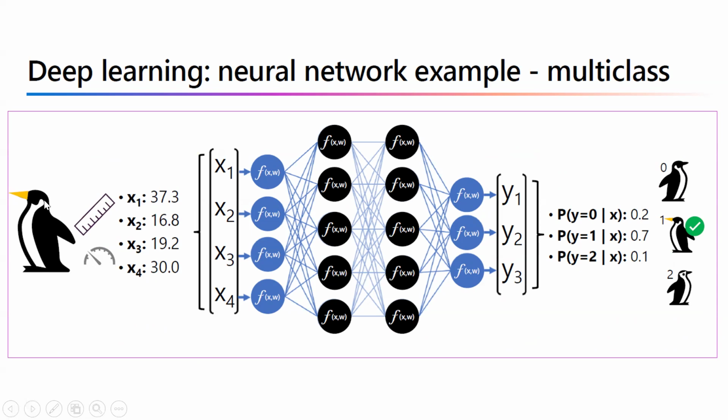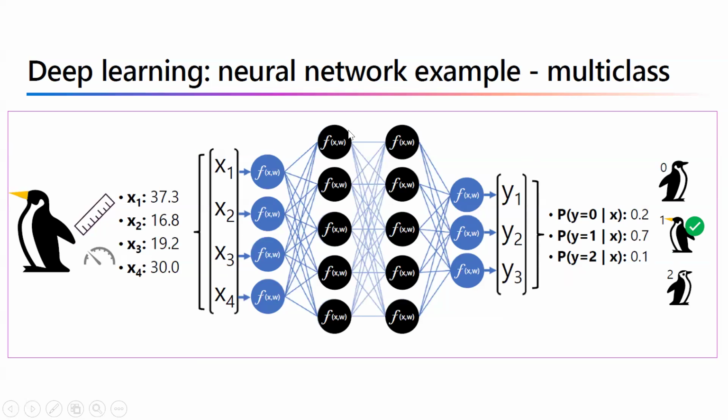So when we give it the penguin data, maybe the length of its hands or legs or weight or anything like that, when we give a lot of data, in the end it will be able to tell what kind of penguin it is. Is it category 0, category 1, or category 2? This is the output layer which will give the probability for this image.